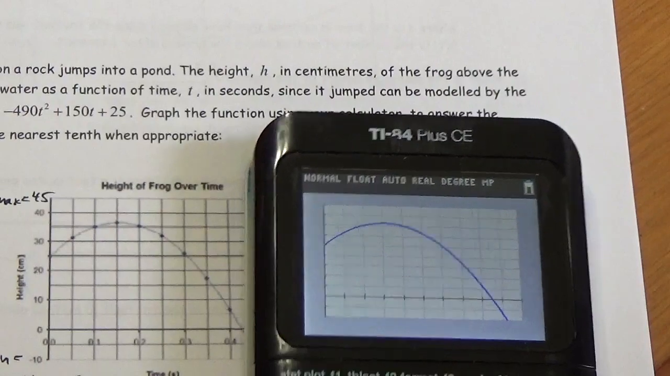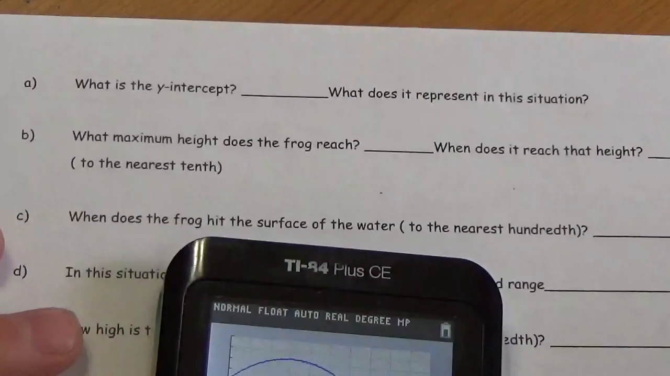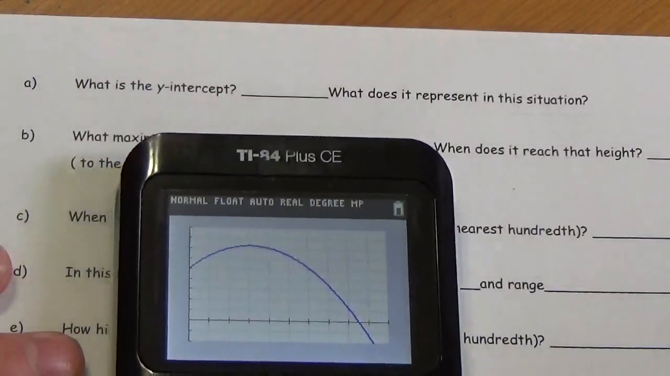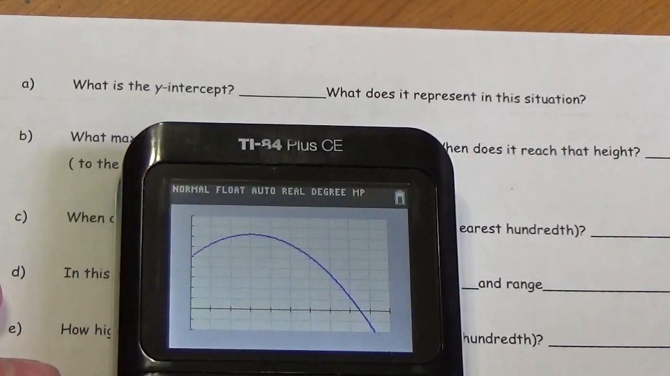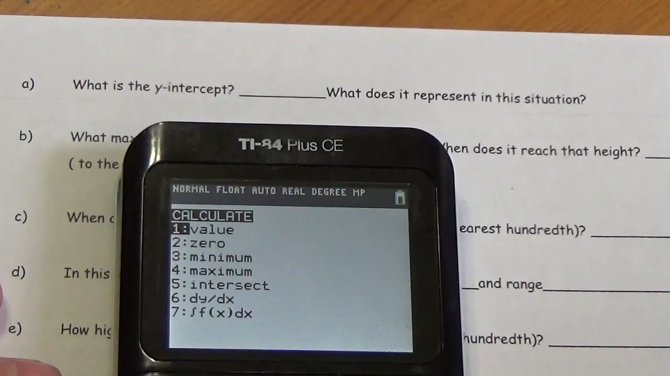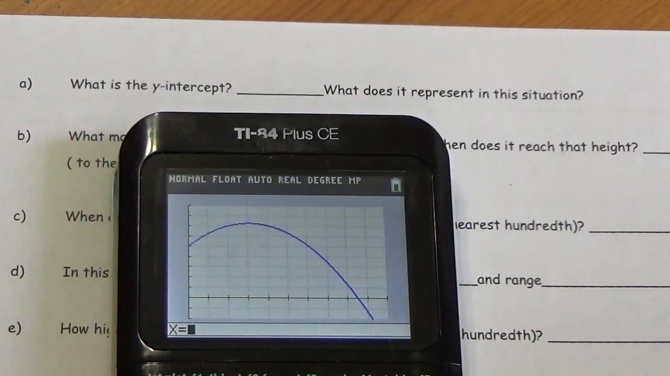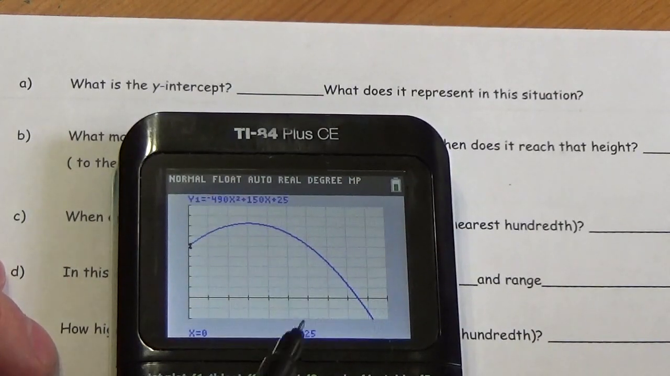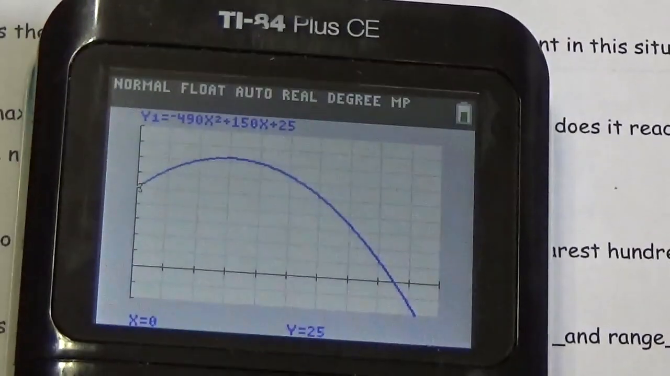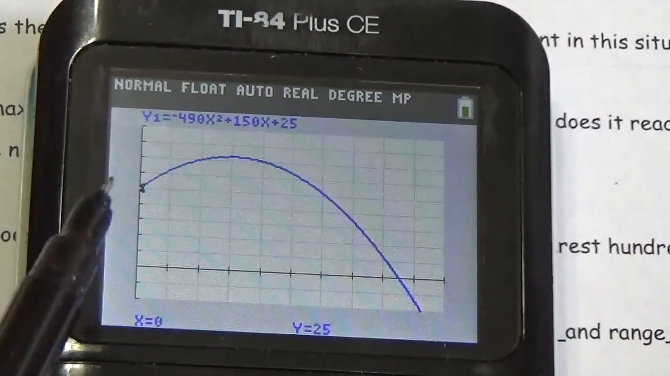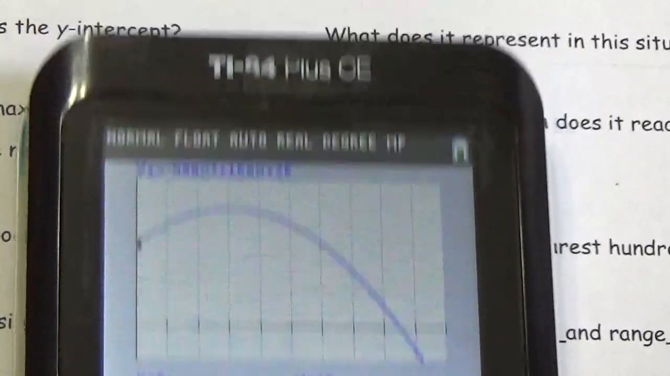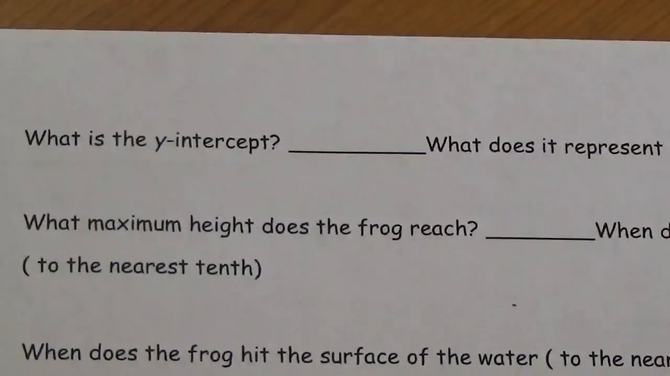Anyway, let's take a look at some of the questions now that we're being asked. Okay, what is the y-intercept and what does it represent in this situation here? Okay, well, to get the y-intercept, I'm going to press second trace, and I'm going to use the value feature right here. And it's going to ask me, what is the x coordinate? What is x equal to? Well, it's equal to 0. And when I press enter, now you might not be able to see that. We'll zoom in a little bit here. I'm getting a y-coordinate of 25, and there's the point right there. The calculator's identifying it. So the y-intercept here is 25.